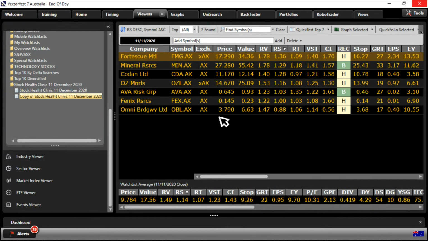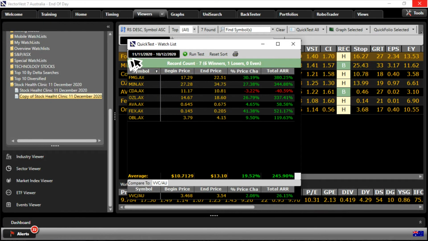So we've got this wonderful tool here in VectorVest called Quick Test. So I'll quick test all, just give us a quick performance return. 11th of November 2020. So we lined up our market timing. We built our top fundamental and technical stocks. Eureka, look at that, 19%. All right, that's how you do it. All right, so you're finding those good quality companies, you're then lining it up with market timing.